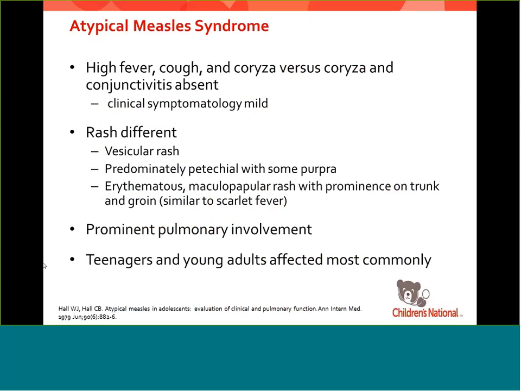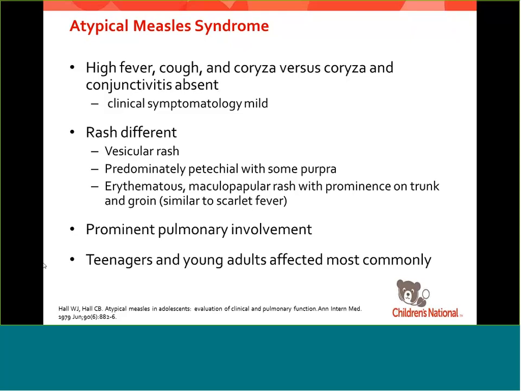So I want to take a second here to actually talk about atypical measles syndrome, which is a little bit more similar to how our particular patient developed. This is something that was first described in the mid-1960s, and was seen after the advent of measles vaccination, and was often how measles presented when there were breakthrough cases in individuals who had been immunized.